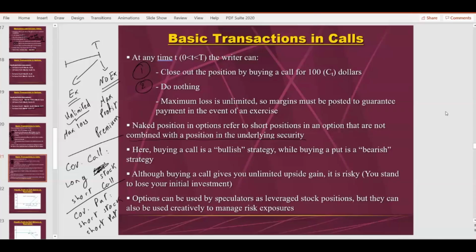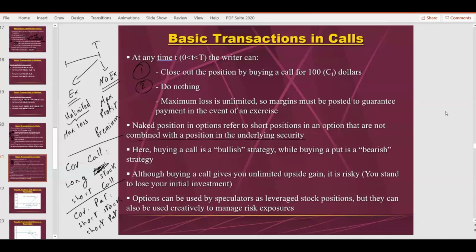So both of those strategies, both of those positions, are covered positions, whether it's a call or a put. The idea is that you need to combine them with the underlying asset. If it's a covered call, it's covered through having a long position in the stock. If it's a covered put, you are covering your short position in the put by a short position in the stock.